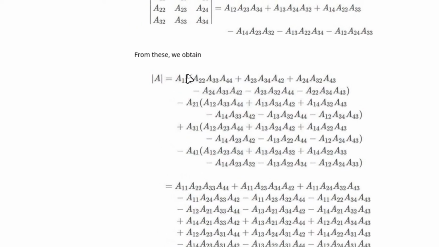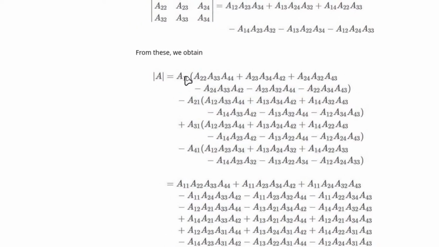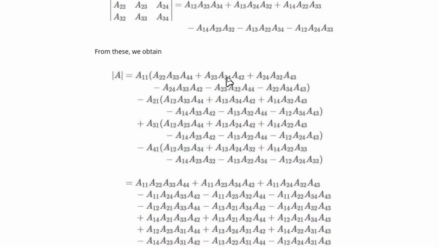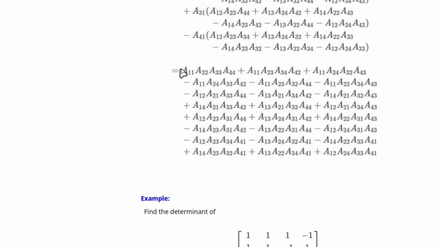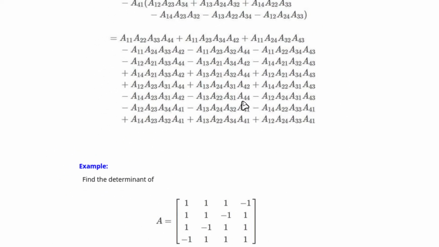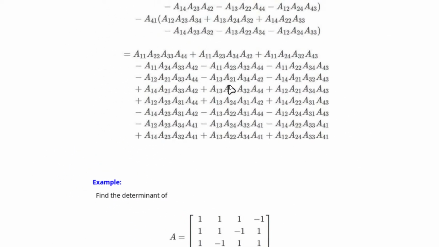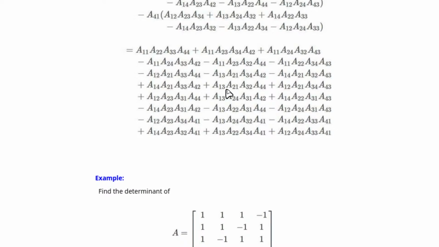After writing, you need to remember that the A11 term was also there. Then you need to add this. So this is the whole expression that you need to compute. Do you get it? This is how a determinant for 4 cross 4 needs to be calculated.